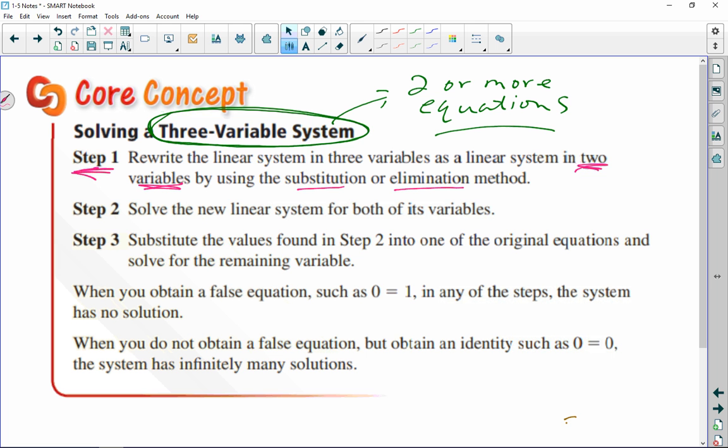Step 2, we're going to solve the new linear system for both of its variables. And then step 3, substitute the values found in step 2 into one of the original equations to solve for the remaining variable. And I'm going to give you a step-by-step process of how to do this.